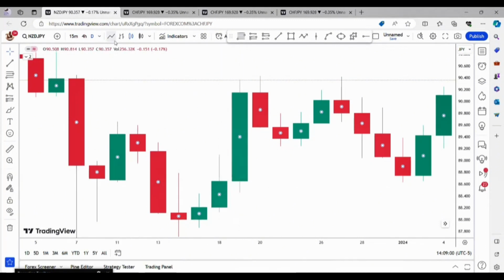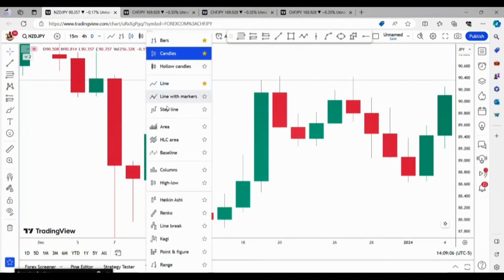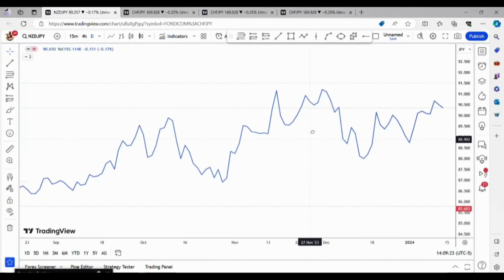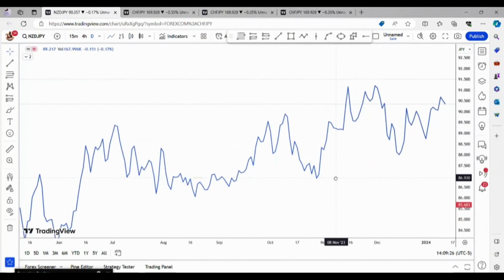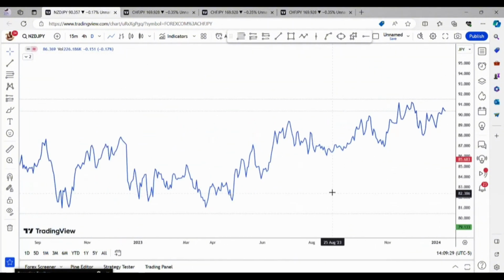How do you maneuver over the different types of charts? You come here, you see this button, you press here. You are going to have all the types of charts here, but we don't use them. We pay attention mostly to the candlesticks. Now, this is the line chart. We said we have three major types of chart: the line chart, the bar chart, and the candlestick chart. This is how the line chart looks.